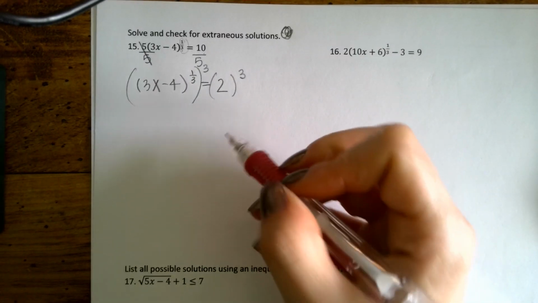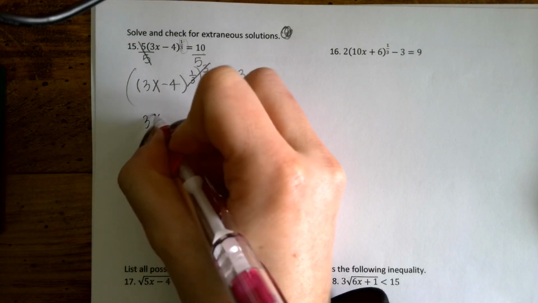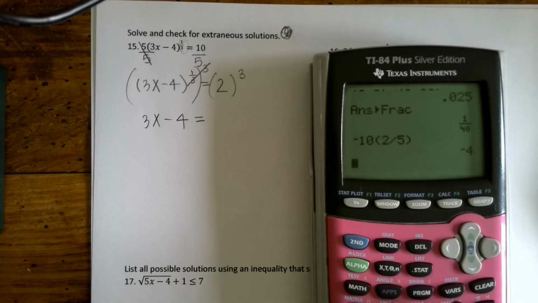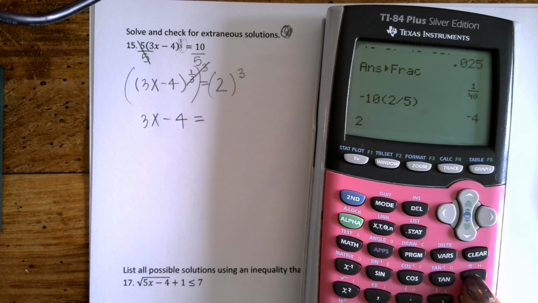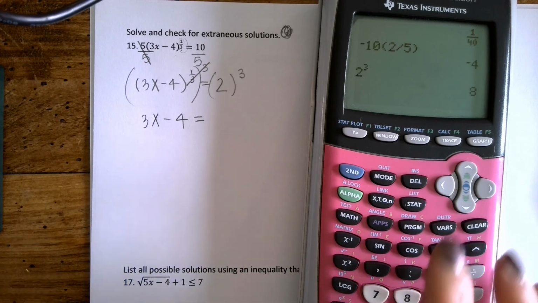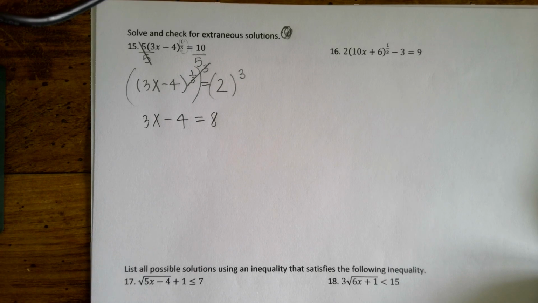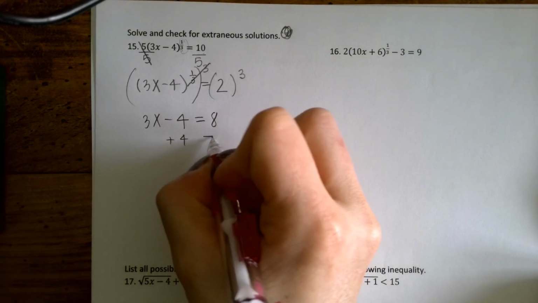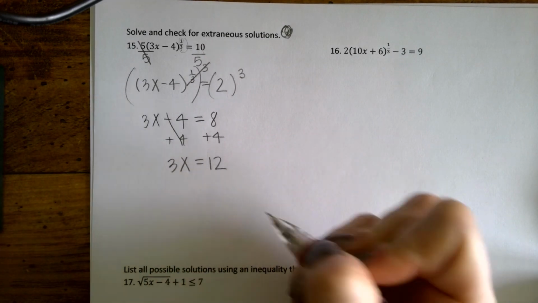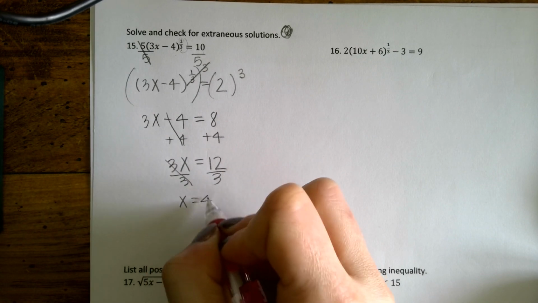I know that seems weird, but what happens here is the 3 and the 1/3 cancel out, leaving you with 3x minus 4. 2 to the 3rd power, you might need to use your calculator. Remember that if you need to use that exponent, it's this little caret button here. 2 to the 3rd gives me 8. And now I'm solving for x. So I'm going to add that 4 to the other side. So 3x equals 12, dividing by 3, and x equals 4.